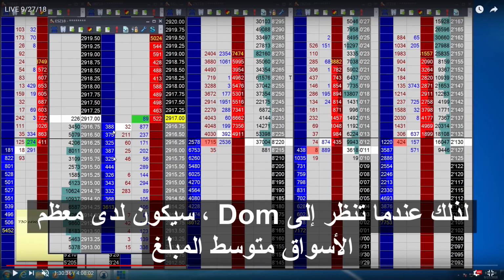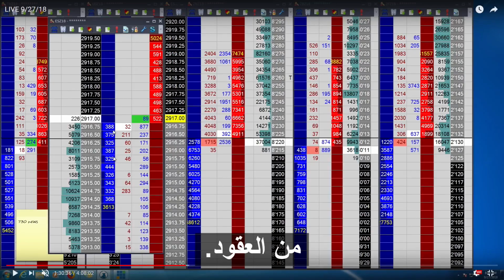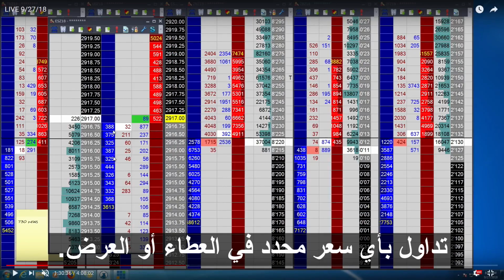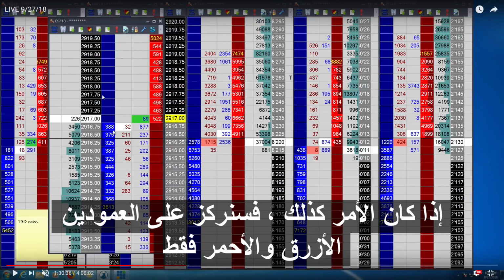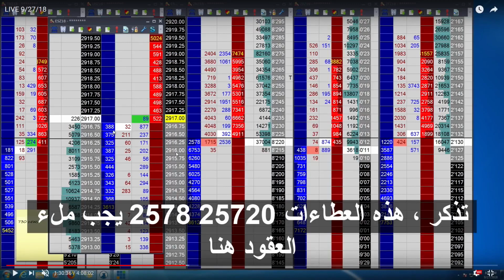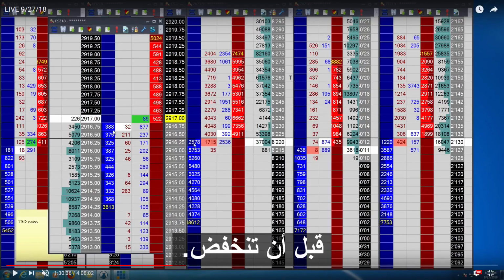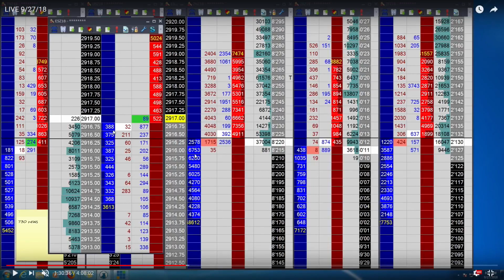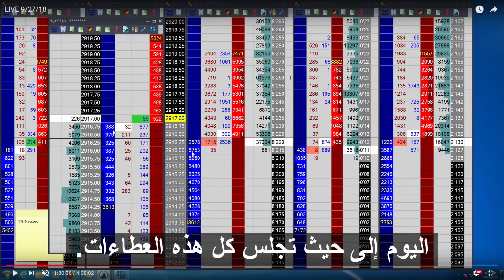So when you look at the DOM, most markets will have an average amount of contracts trade at any given price on the bid or the offer. So we're going to focus on the blue and red columns only. Remember, these are bids. 2578 contracts have to be filled here before it ticks down to where all these bids are sitting.